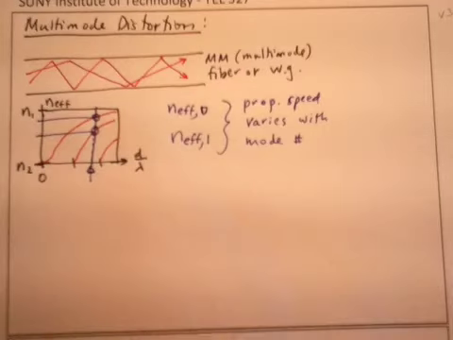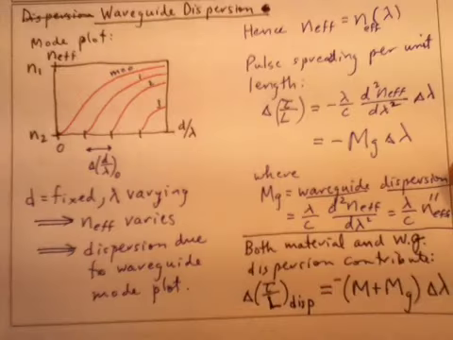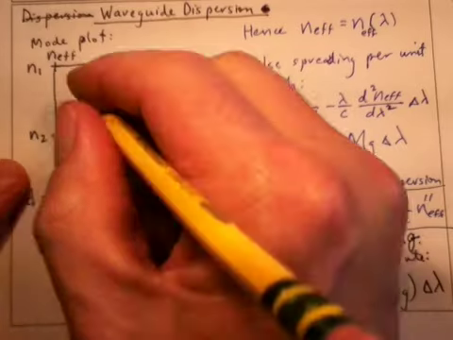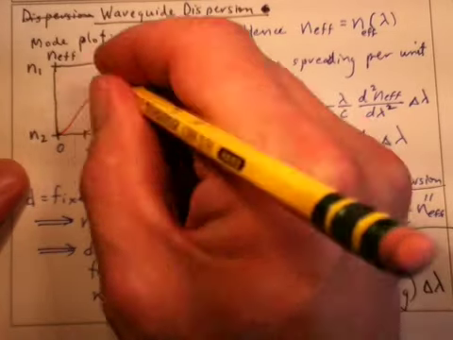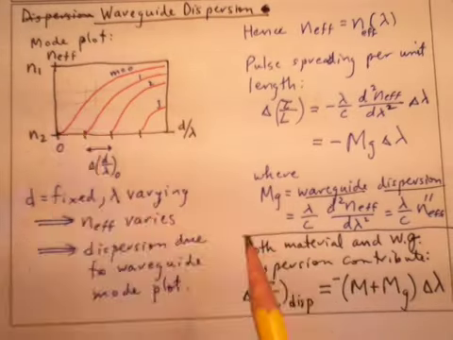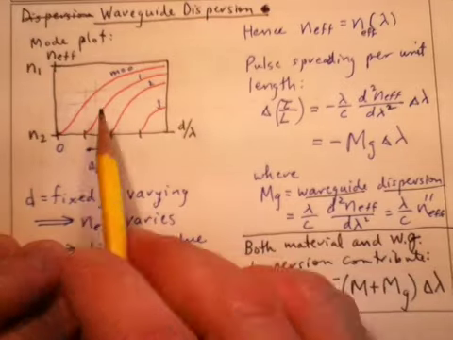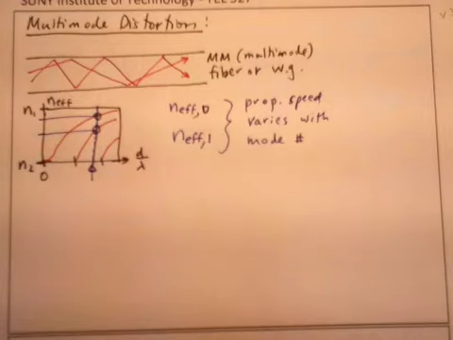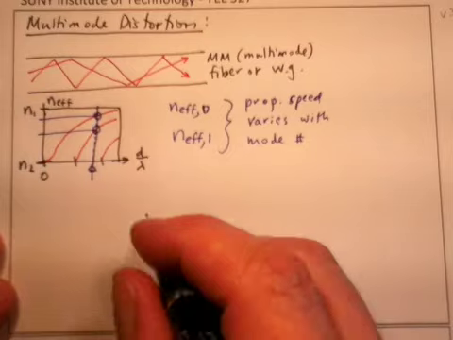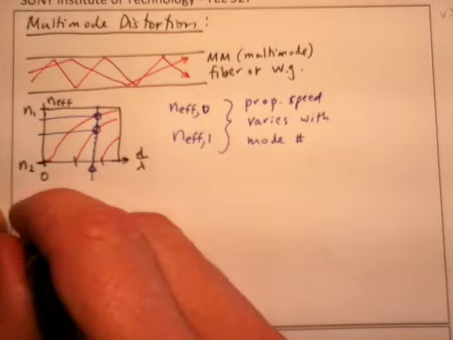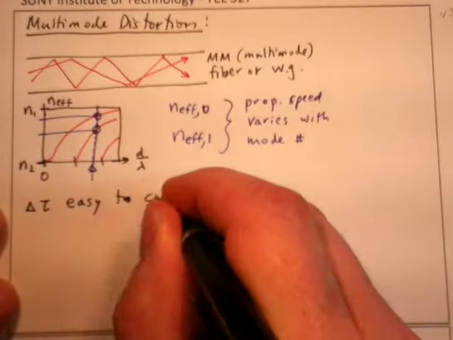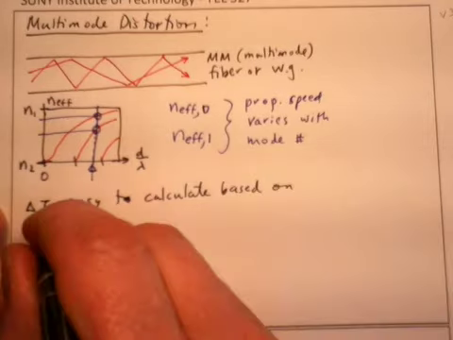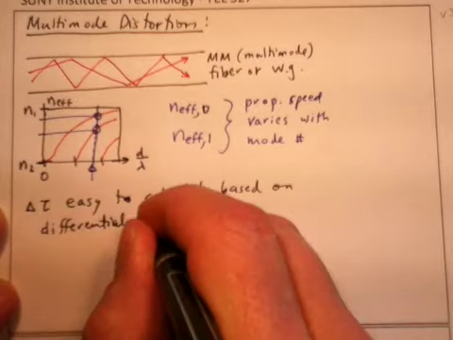And that's in contrast to the dispersive effects, where we can't just take the slope of the N effective plot, for example, taking two different wavelengths separated by delta lambda and calculating the difference in N effective and then calculating the difference in arrival time based on that. That doesn't work for the dispersive one, and in fact is proportional to the second derivative of N by lambda rather than that first derivative. But here it's a simpler situation. And so delta tau is easy to calculate based on differential arrival times of the modes.